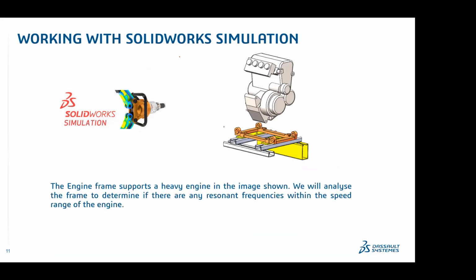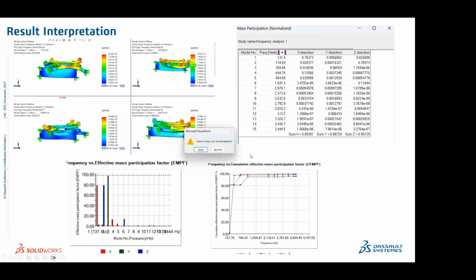So we will see in SolidWorks Simulation how we can perform a modal analysis. I have an engine frame supporting a heavy engine as shown in this image. We will analyze the frame to determine if there is any resonant frequency within the speed range of the engine. Let me assume my speed range of the engine is from 1000 to some 12,000 or 15,000. I need to check whether any frequency of this base coincides with this speed so that I can avoid the resonance. So let me take you through that.